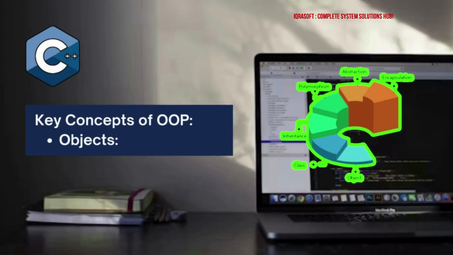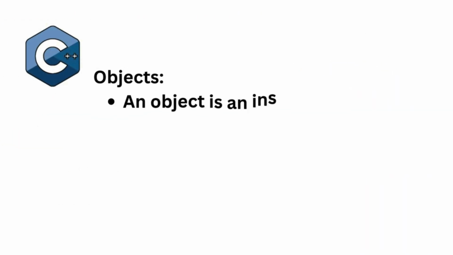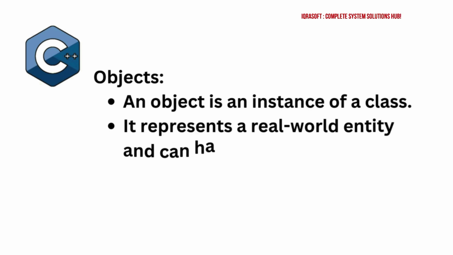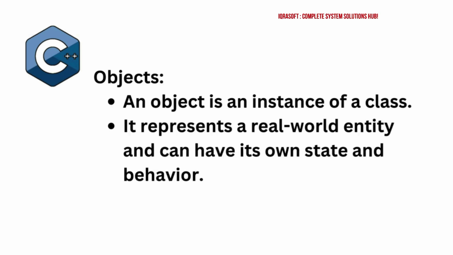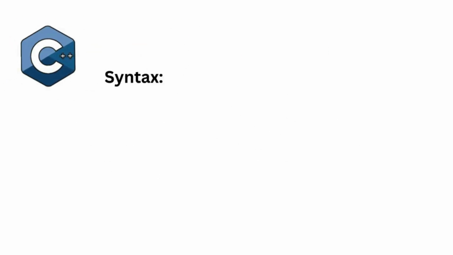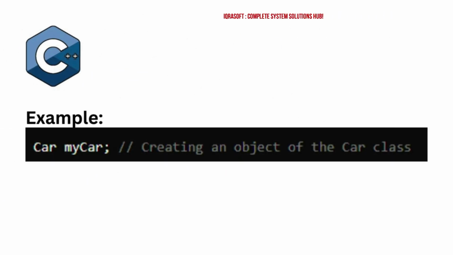Key concepts of OOP: objects. An object is an instance of a class. It represents a real-world entity and can have its own state and behavior. Syntax: class name, object name. Example: Car myCar, creating an object of the Car class.